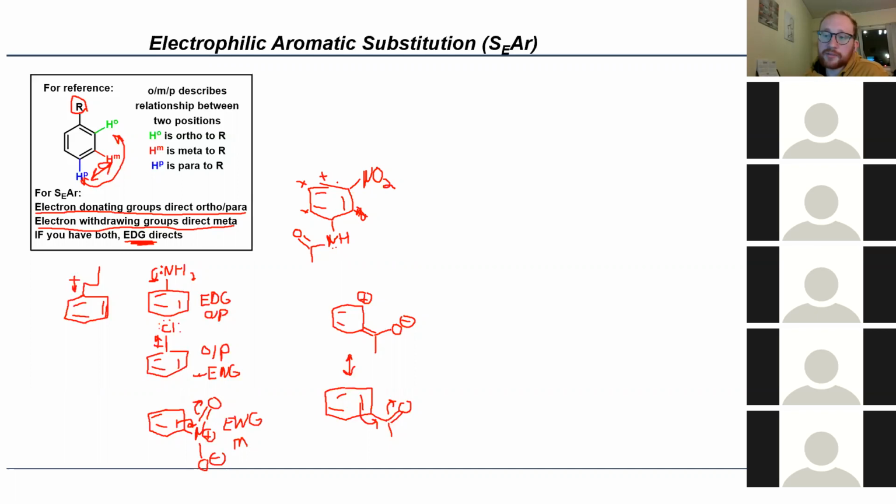In the case when we have both, if one is an electron donating group, it's the one we listen to. So in this case, we'll see substitution at this position and this position. We will not see it at the position dictated by the nitro. And so when you have two groups with conflicting directing positions, you listen to the one that is more activating, that gives more electron density to the ring.